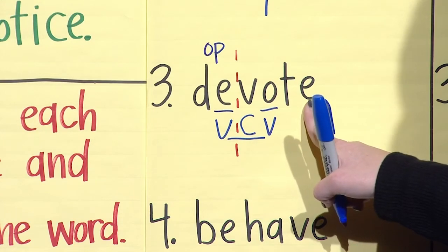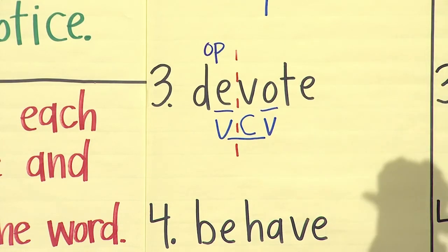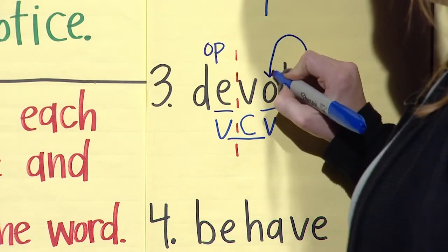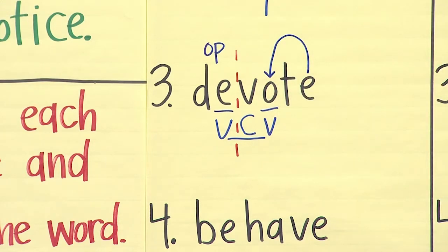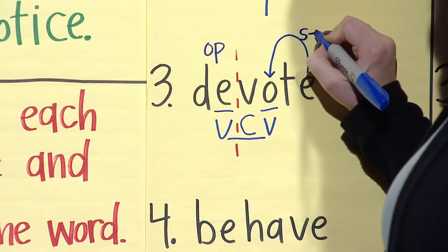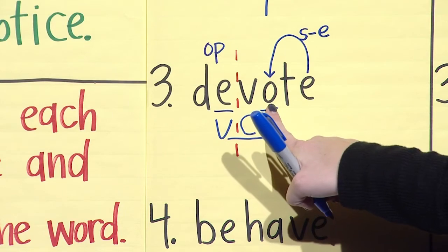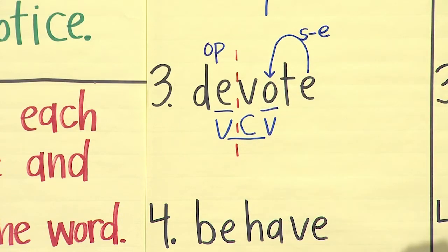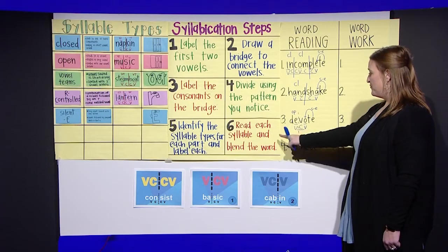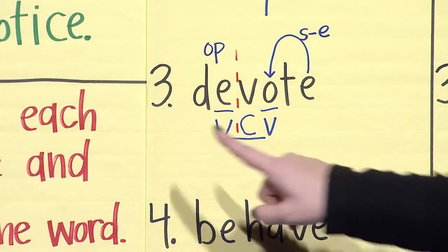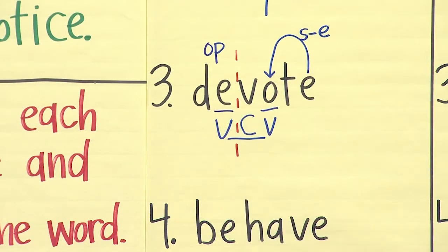That's right, and that's our new syllable. So we know when we label this, we draw an arrow from our silent E to our vowel, and we label it with the S-E, because that's going to remind us that that's going to make a long vowel sound. So now we're ready to read the word. Read each syllable and blend the word. So this time, I'm going to point under the letter. I want you to say the sound and blend the whole word part.